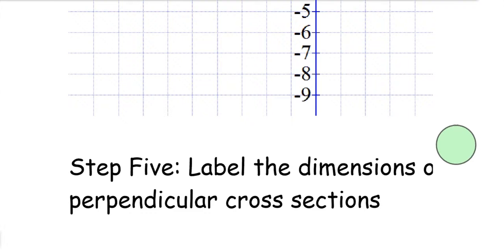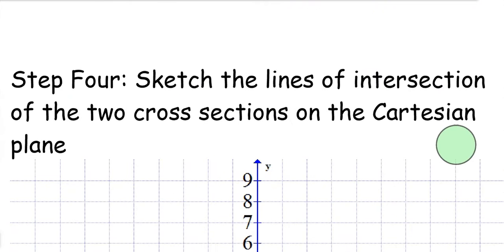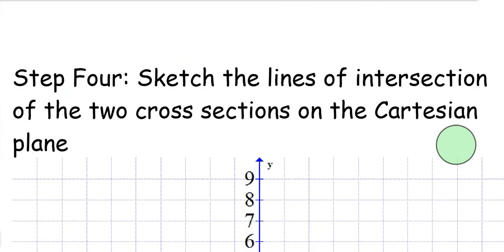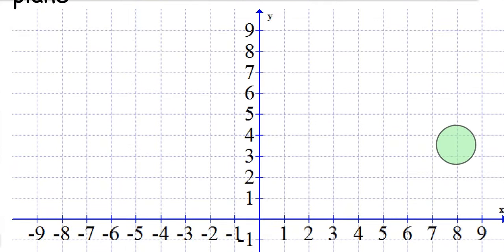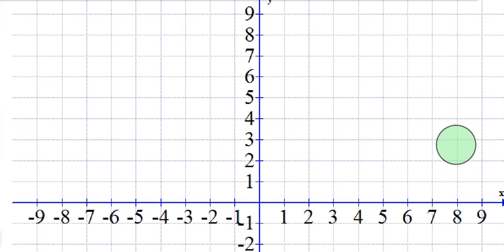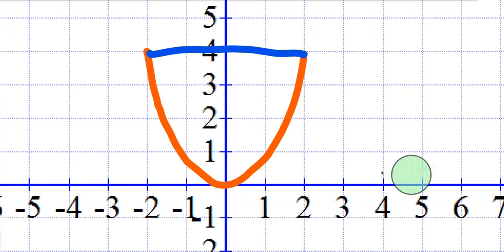It says sketch the lines of intersection of the 2 cross sections on the Cartesian plane. So basically what you're going to do is you're going to go back and draw your base. You've already drawn it, by the way, and you're just going to see what those cross sections look like in comparison to that base. All right, so here's my base of my shape we were just looking at.